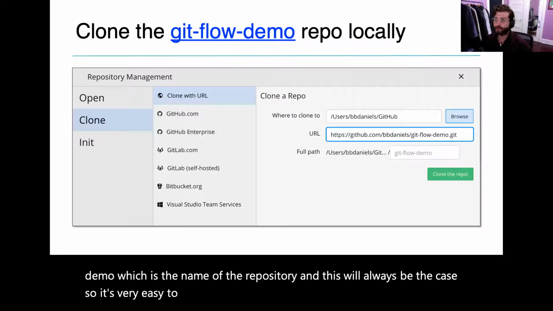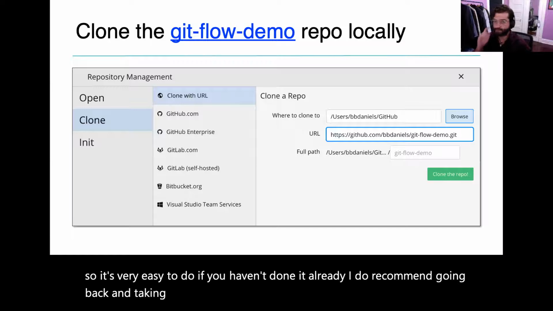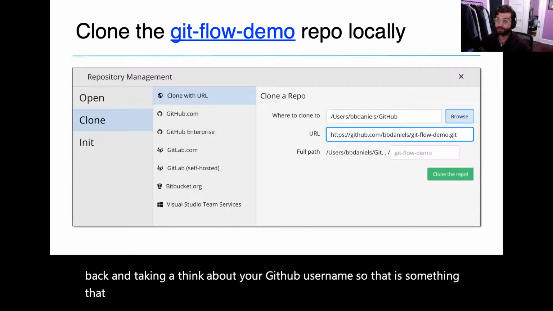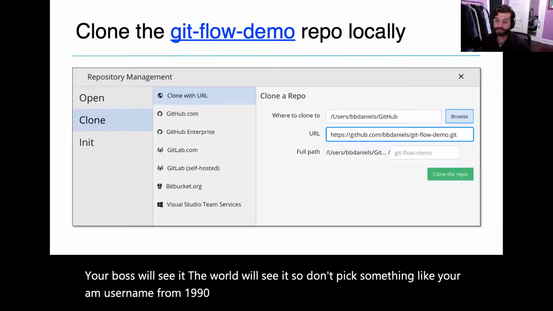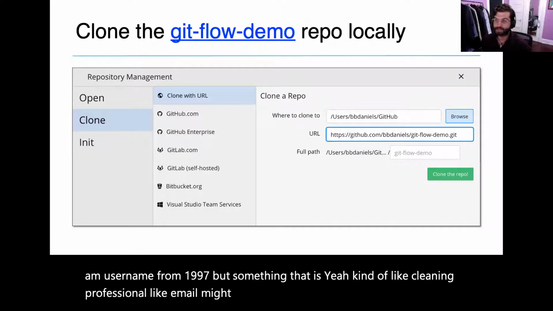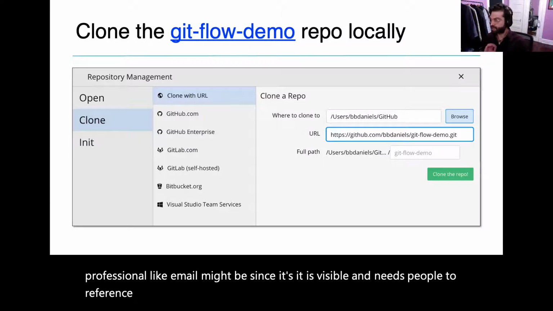If you haven't done it already, I do recommend going back and taking a think about your GitHub username so that it's something that is easy for people to remember and associate with you. Your boss will see it, the world will see it. So don't pick something like your AIM username from 1997, but something that is clean and professional, like email might be, since it is visible and needs people to reference it.